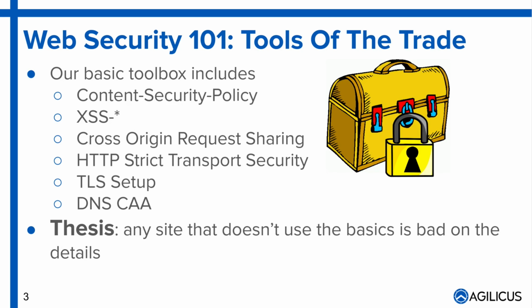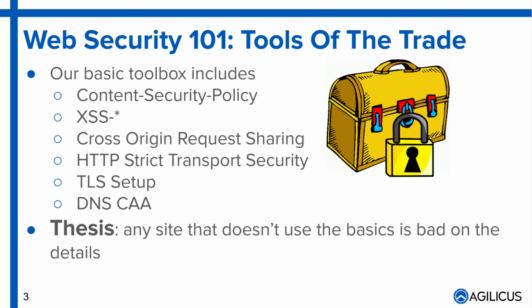So Web Security 101, what are the tools of the trade? So the basic toolbox is the content security policy. Now, this is relatively new. Not a lot of sites have it, but what it does is it allows a site to assert, this is what can be hosted on me. These are where my fonts come from. These are the frames I allow, things of that nature. The XSS headers, the cross-site scripting headers, these indicate where scripts can come from and to from your site. Cross-origin request sharing. This allows you, if you're an API, to indicate who can use you.